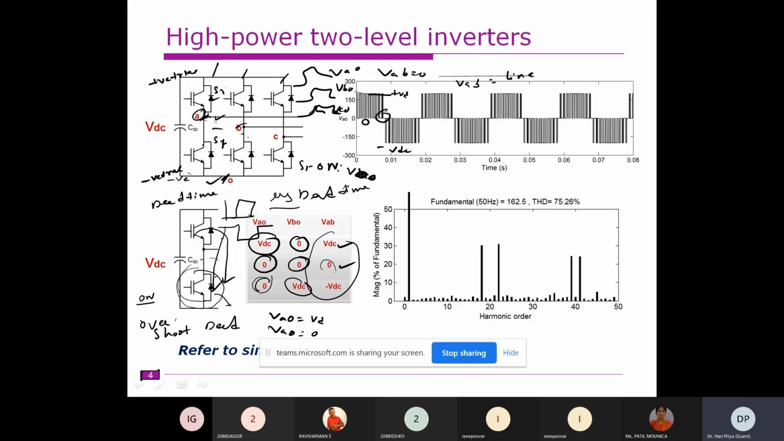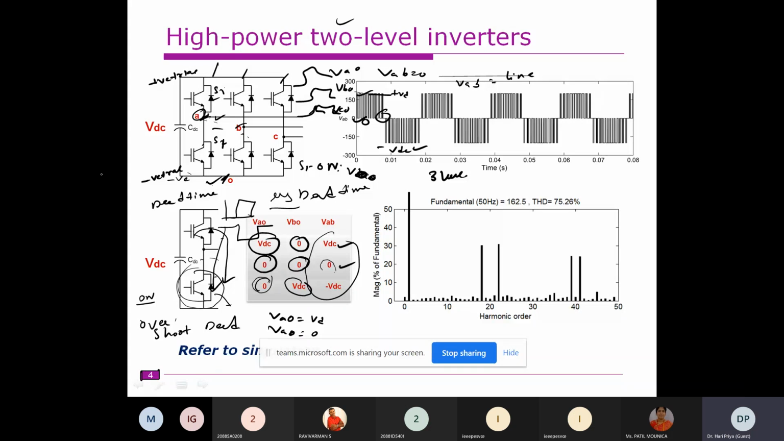But in this, how many magnitudes are there? VDC is one magnitude, 0 is a second magnitude, and minus VDC is the third magnitude. So this should be 3 level actually, isn't it? The number of magnitudes in the voltage corresponds to the level of that particular waveform. So in this particular waveform, this corresponds to 3 level. But we say it is popularly a 2 level inverter.